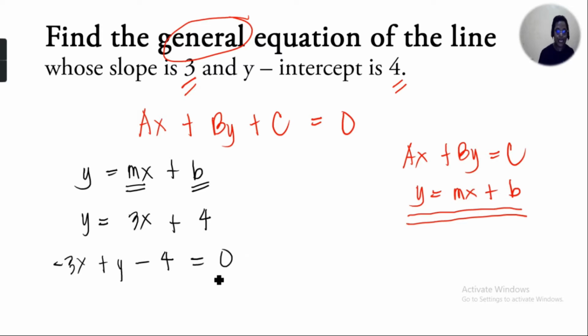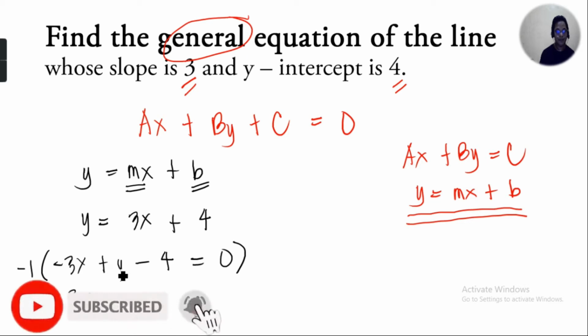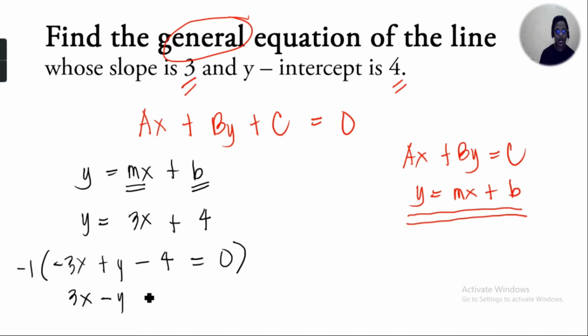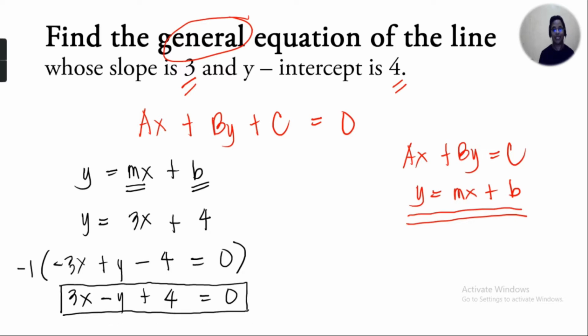So, ang gagawin natin ngayon, kailangan maging positive yung ating a. So, we're going to multiply negative 1 in all terms po. So, magiging 3x, since negative 1 times negative 3 is positive. Then, negative 1 times positive y is negative y. The negative 1 times negative 4 is positive 4 is equal to 0. Ito na po yung ating equation ng line na merong slope na 3 and yung y-intercept natin is 4.